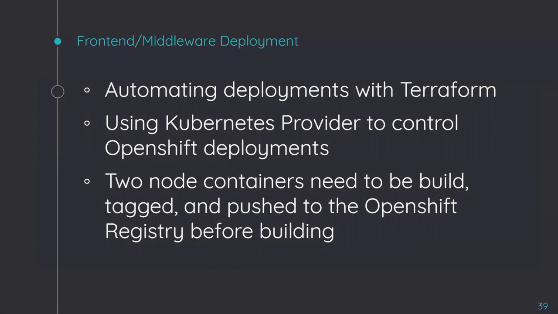The Kubernetes provider is used to control the OpenShift deployment. This is because there is no Terraform OpenShift provider. OpenShift runs on the Kubernetes API, so instead we can just use that. To containerize the 2 nodes, we used Docker, and those needed to be built, tagged, and pushed to the OpenShift registry before the deployment can be done.